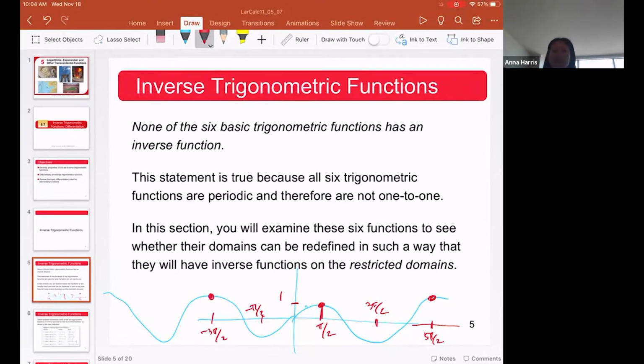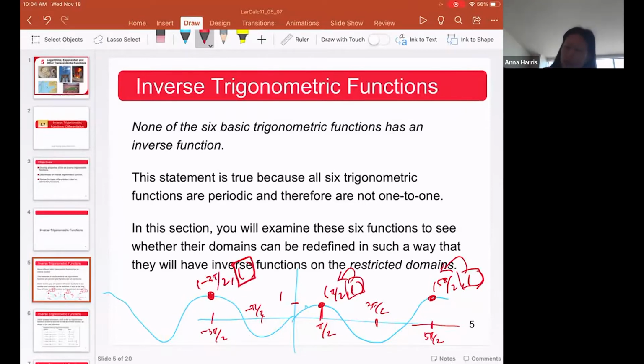So you can see there are many of them. This is pi over 2, comma 1. This is 5 pi over 2, comma 1. This is negative 3 pi over 2, comma 1. So if I want the inverse, as you can see, your y value is all 1 here. I'm not sure where this 1 is supposed to go: to pi over 2, or negative pi over 2, or 5 pi over 2. I have no idea. So if you want to look at the inverse trigonometric functions, you have to restrict your domain.